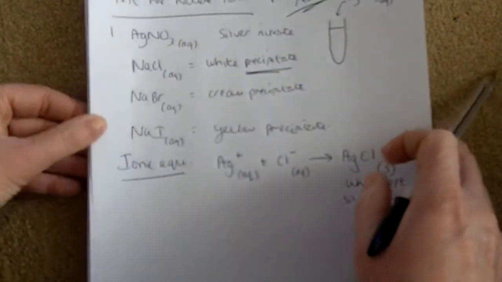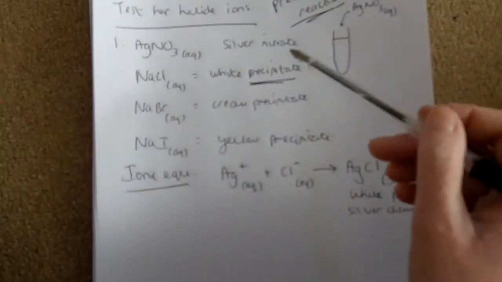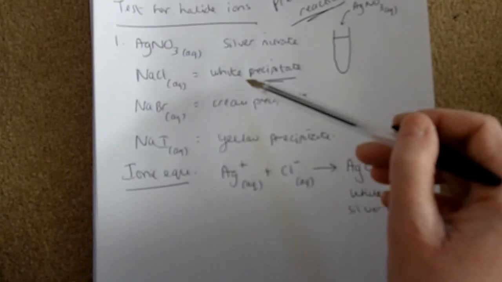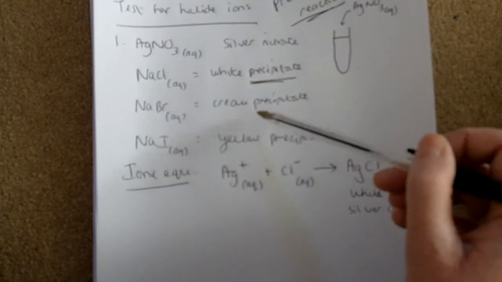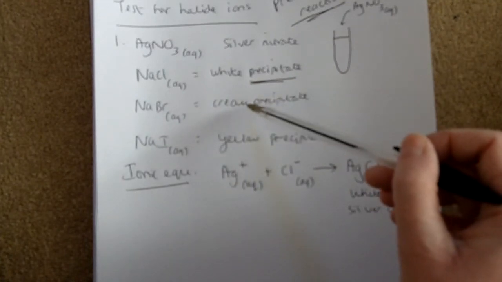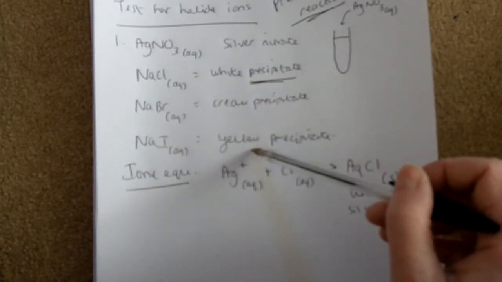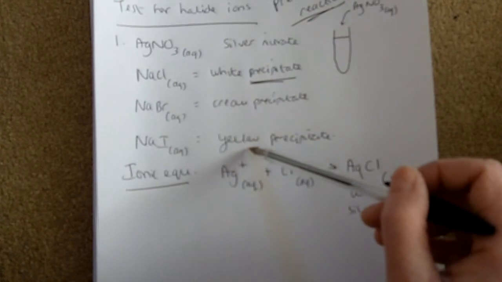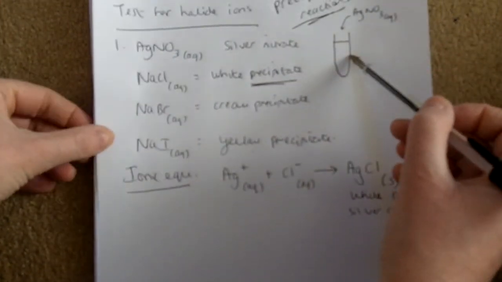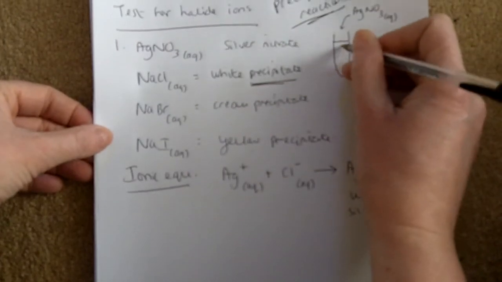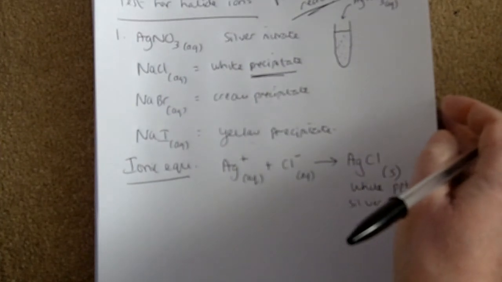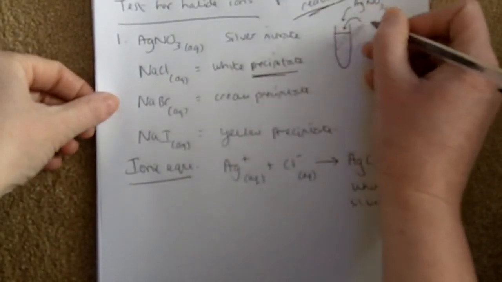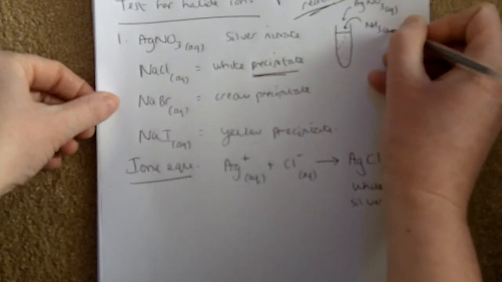Now, with these colours, when you're actually doing this experiment, it can be quite confusing. The white is quite clear, but the cream and the yellow particularly can be confusing, because when is something cream and when is something yellow? So we need to do a further test. You add silver nitrate solution and get your precipitate, and you think, is this cream? Is this yellow? Is this white? I can't really tell. So then you add dilute ammonia.